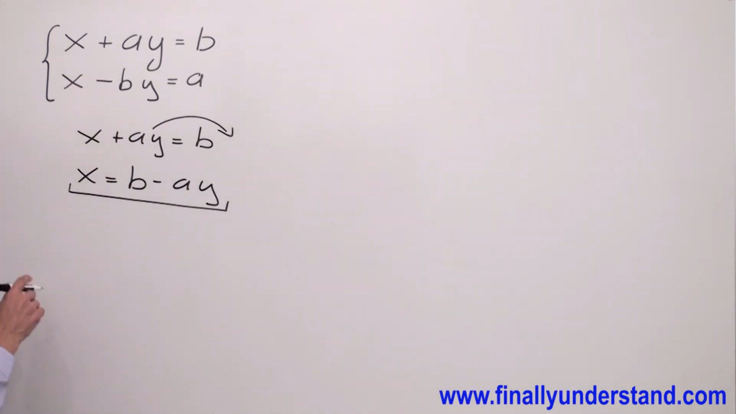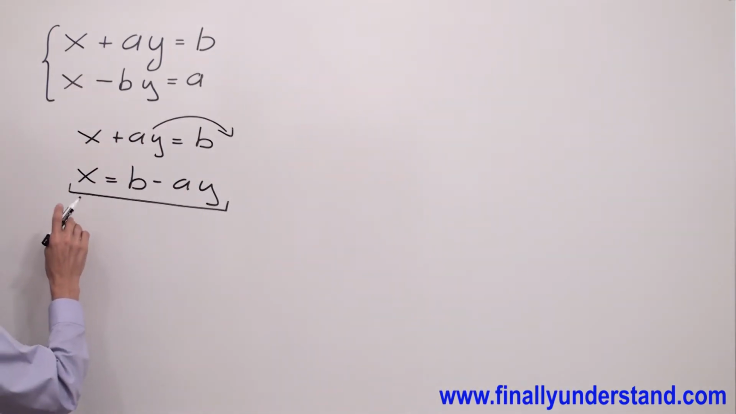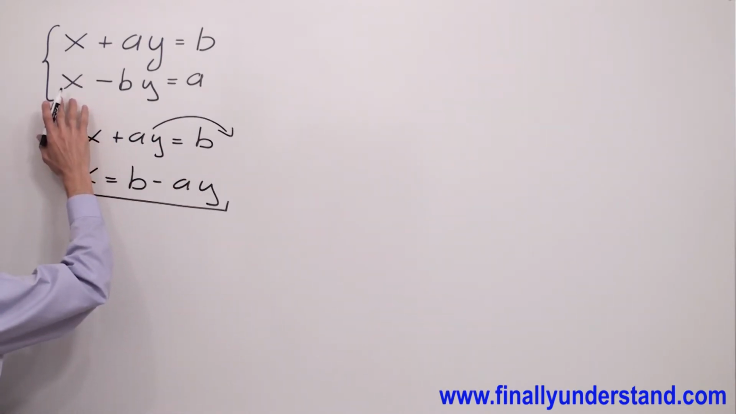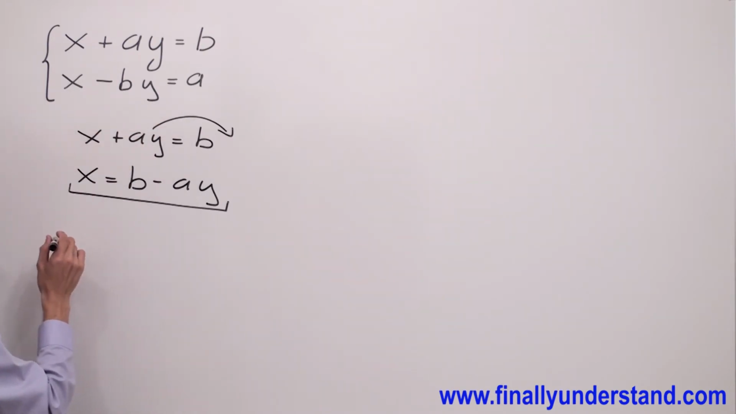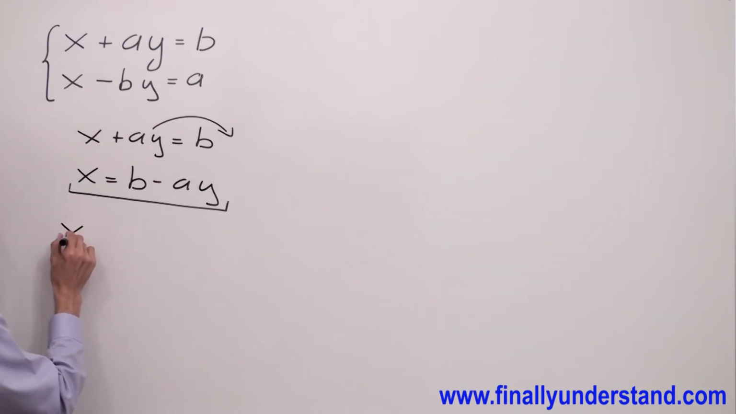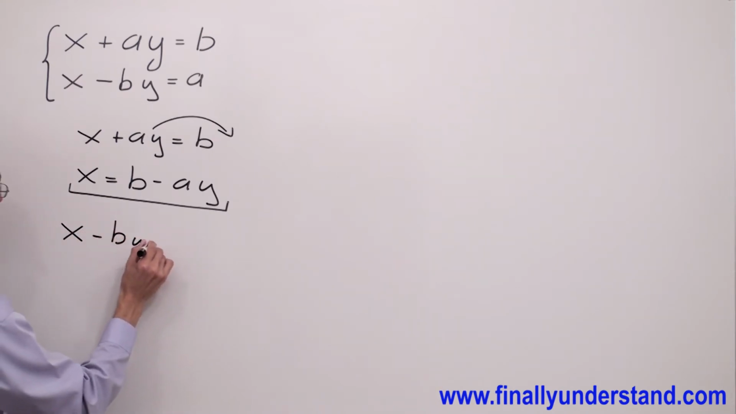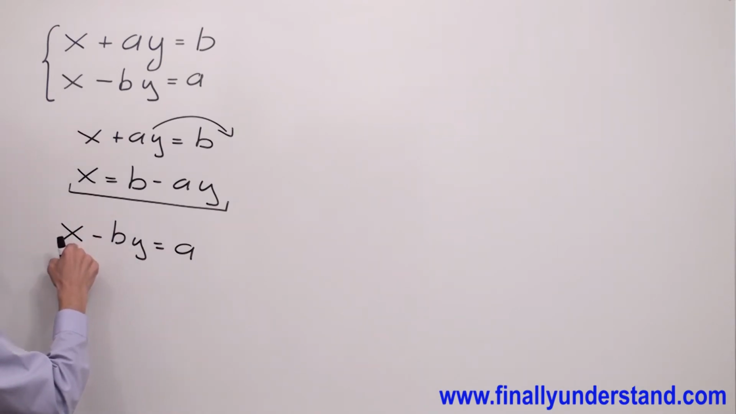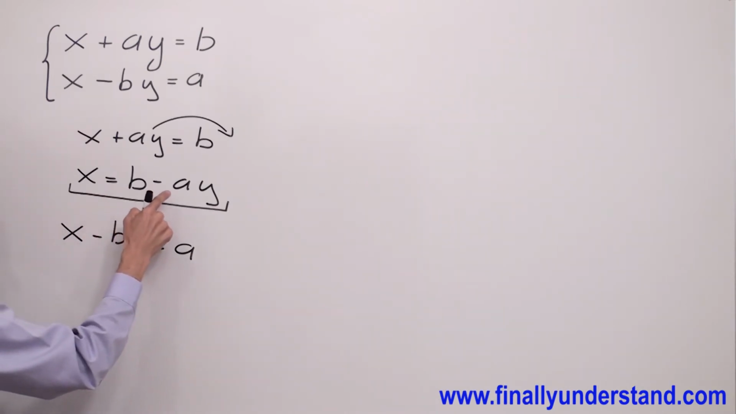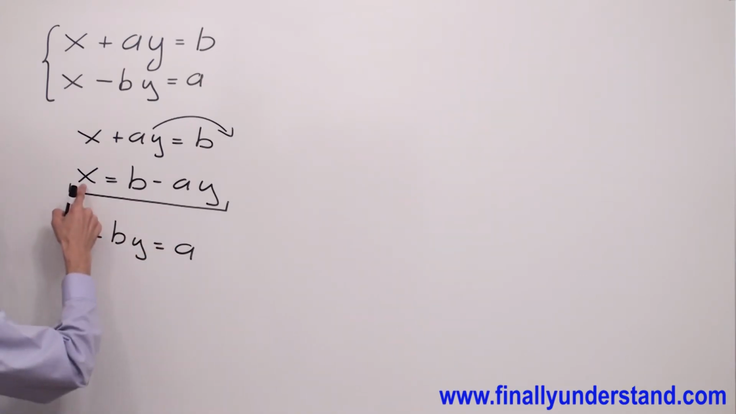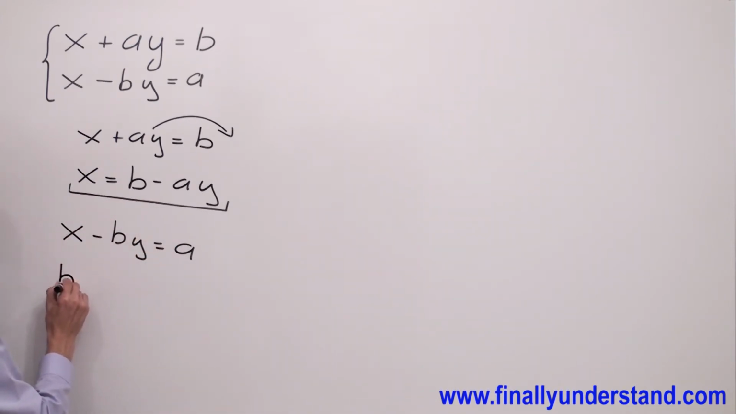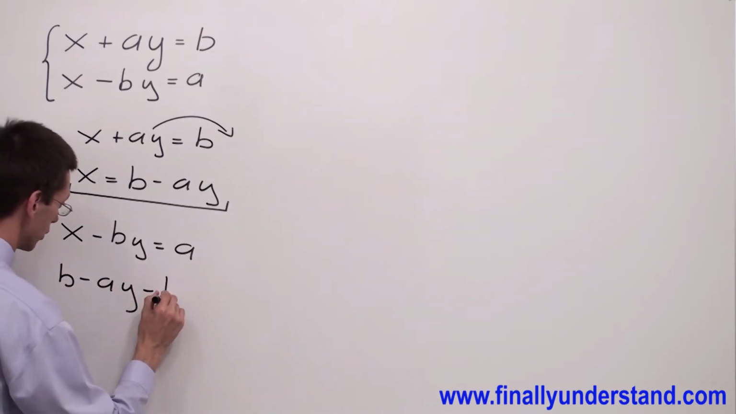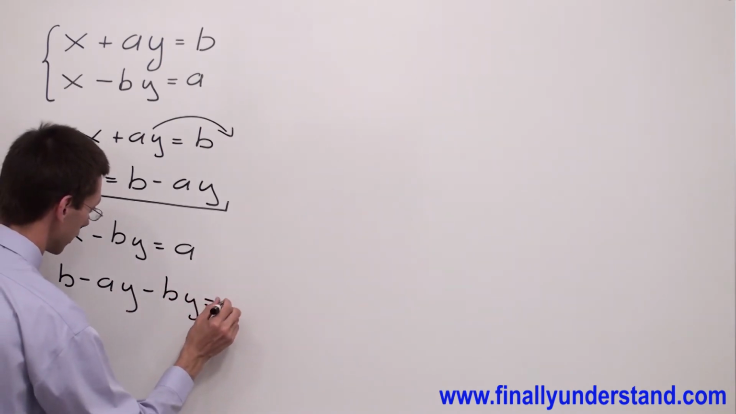Okay, so what I'm going to do next, like always, because I used the first equation to find this x, I'm going to use the second equation to find y. Copy down the second equation. I have x minus by is equal a. This time, instead of x, I'm going to write b minus ay, because x is equal so. So I have b minus ay minus by is equal a.